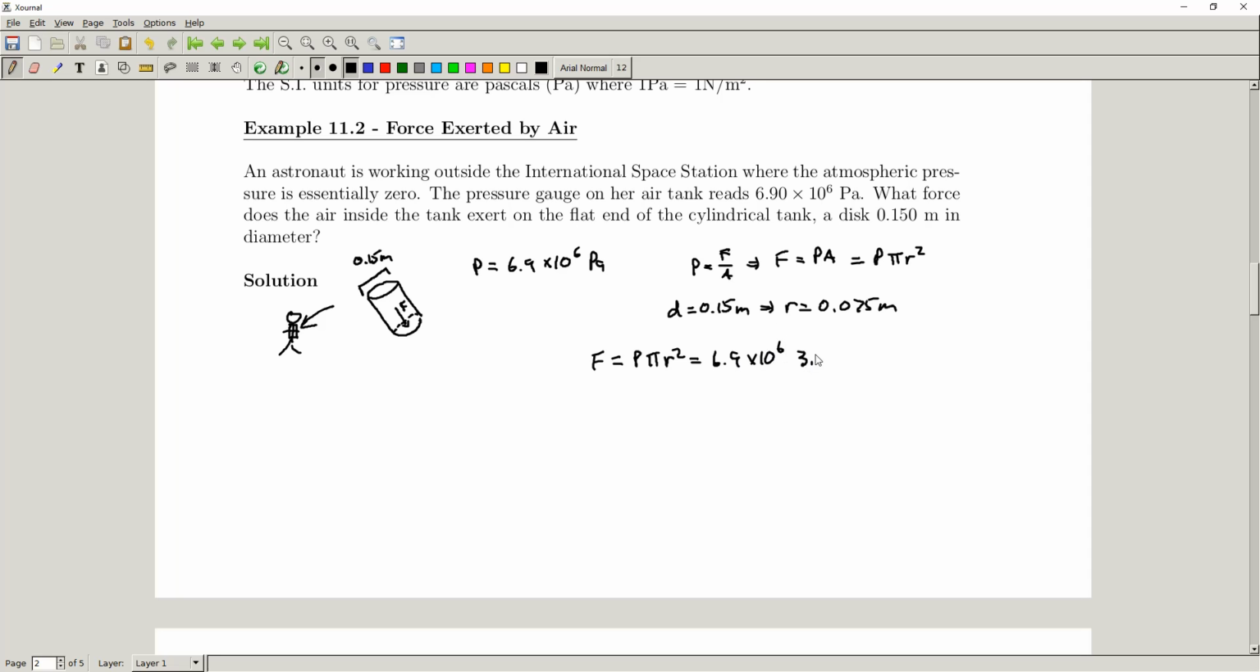We have pi, 3.14. And we have our r, 0.075 meters. If we do that calculation, we're going to end up finding a value of 1.22 times 10 to the 5 newtons for the force on the end of this cylinder. Okay, so that's our answer for that question.